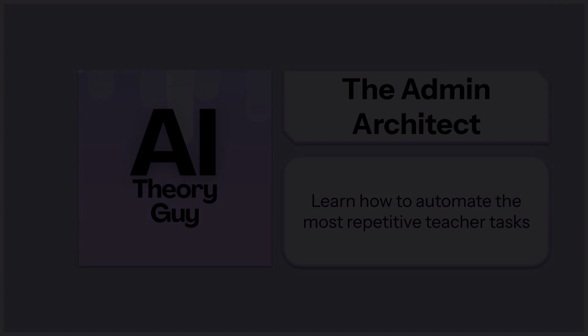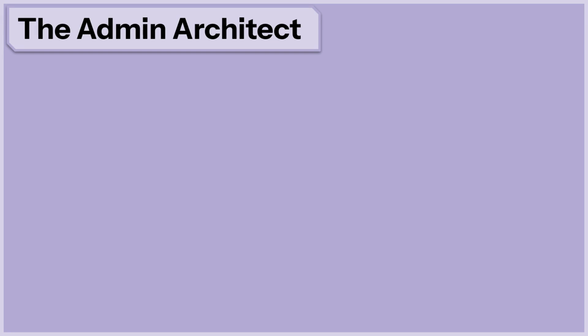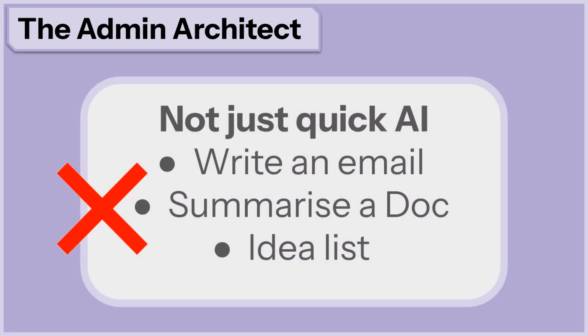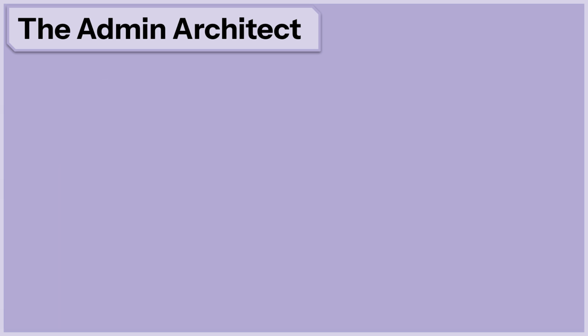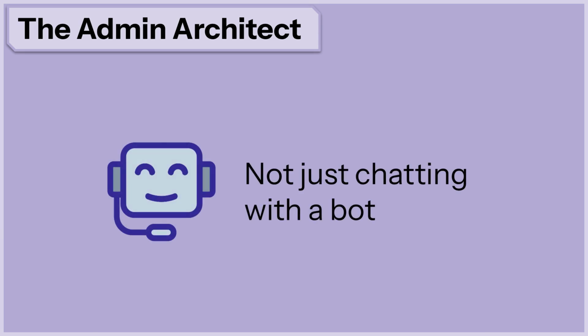Let's get started. So what exactly is an admin architect? Well, it isn't just about using AI to write a quick email, summarize a long document, or simply generate a list of ideas. It's about building a system. As an admin architect, you aren't just chatting with a bot, you are engineering a specialist assistant, a Gemini Gem in this case, that understands your school's tone, your specific requirements, and your professional standards.